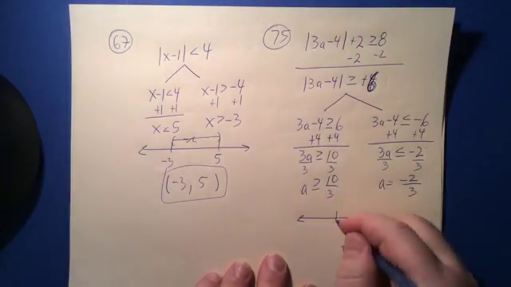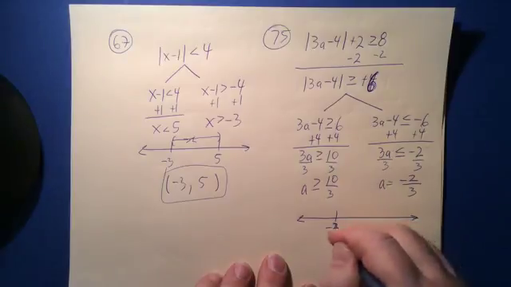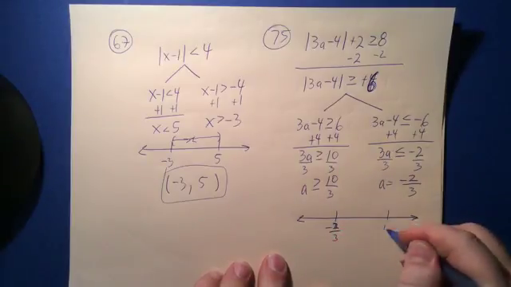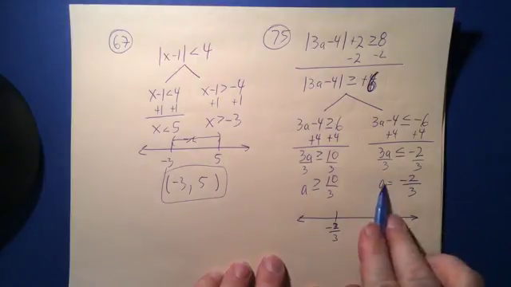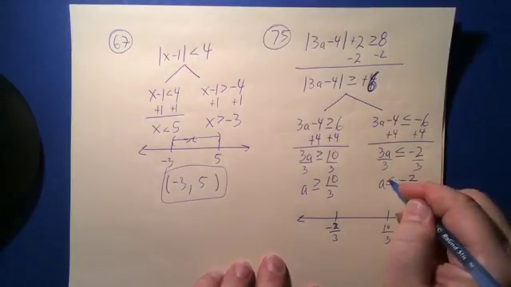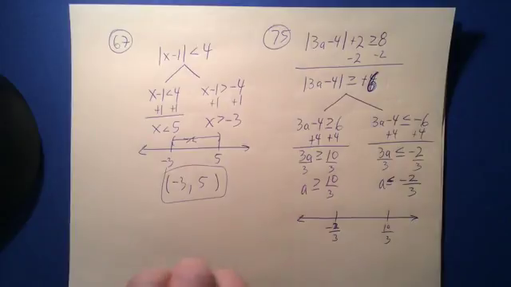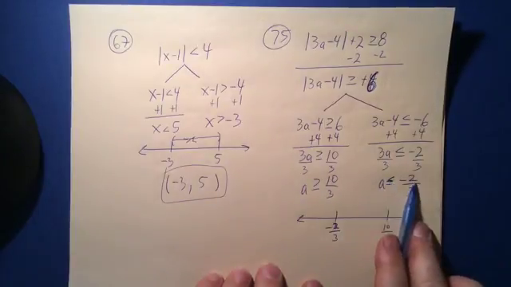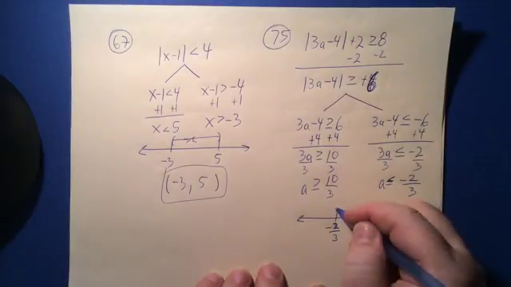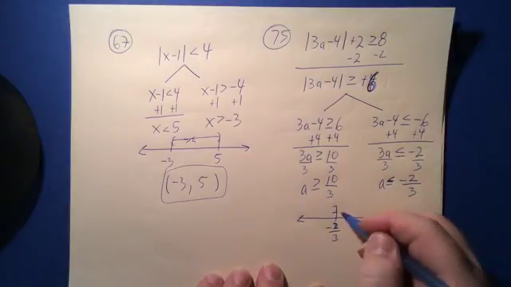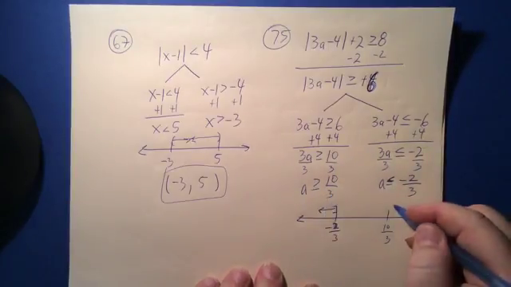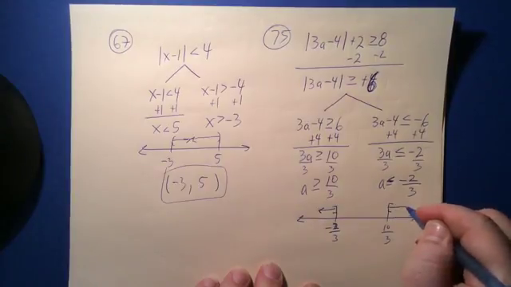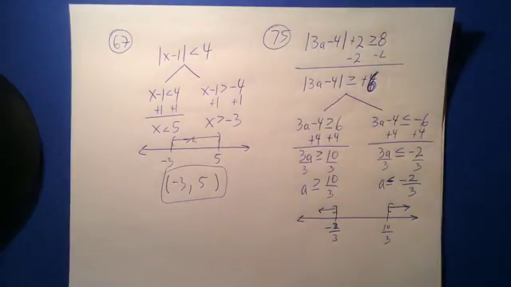So negative 2 over 3 is going to go here. 10 over 3 is going to go here. And this should not be equal. This should be less than or equal. So we have less than or equal to negative 2 over 3. A bracket is going to be going this way. For a greater than or equal to 10 over 3, it's going to be a bracket going this way. So it looks like it's heading in two different directions again.